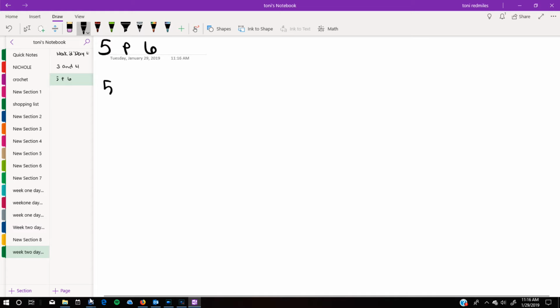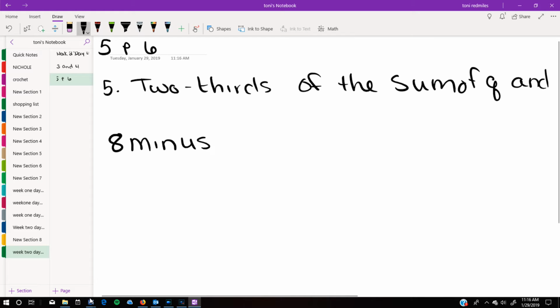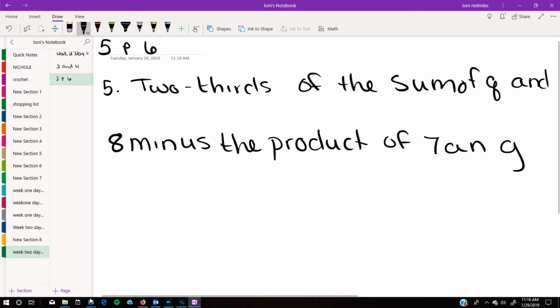Alright, so 5 says 2/3 of the sum of, there's a word phrase, q and 8 minus the product of 7 and g. Okay. I forgot a comma here when writing this, I believe.